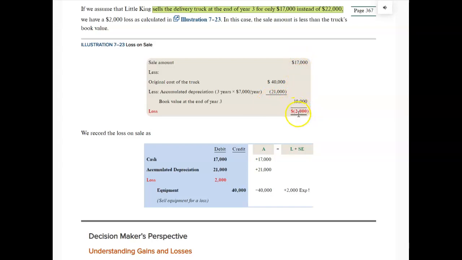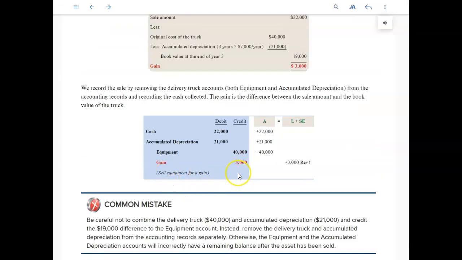How do we record the loss? Cash comes in the door, debit cash $17,000. This is the same, still debit accumulated depreciation $21,000. This is the same, credit equipment $40,000. Now we need a debit to balance the entry, and the loss is the debit, $2,000. And you can call this loss on sale of equipment if you want to. But losses are always debited. Gains are always credited. It always works out that way.